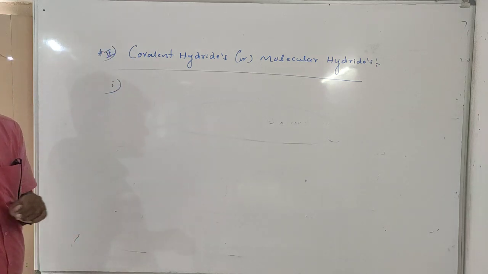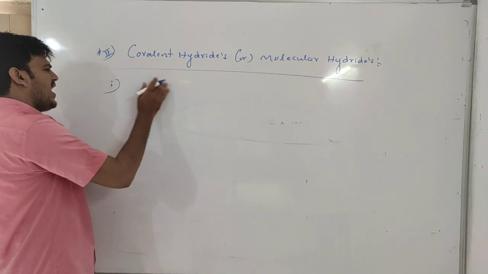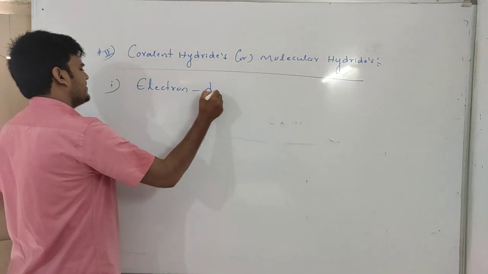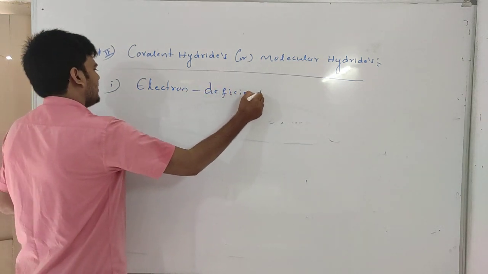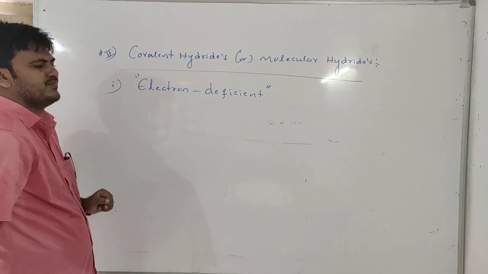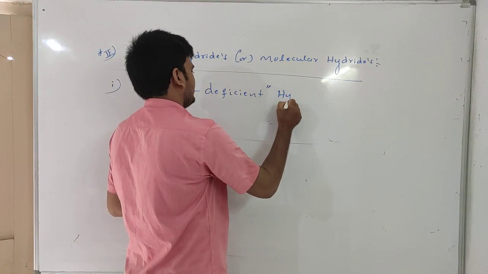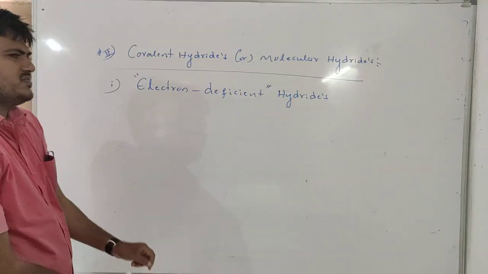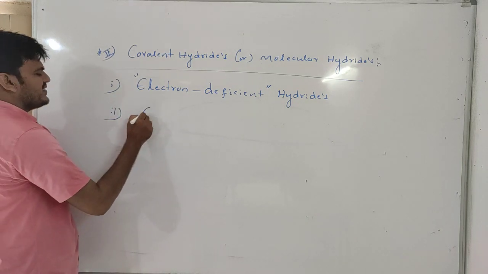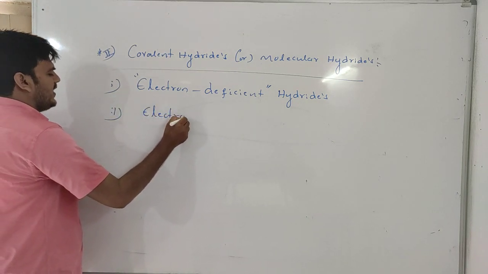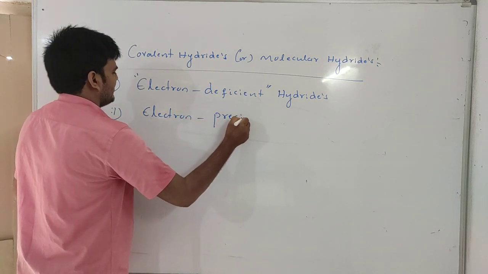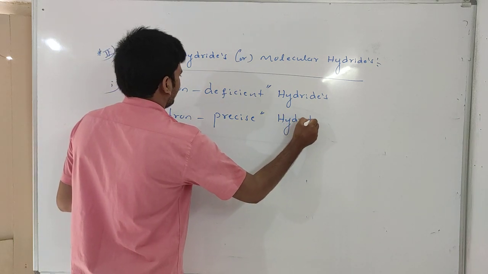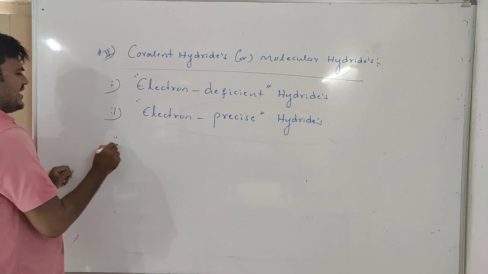First one is very, very important: electron deficient hydrides. Second one is electron precise hydrides. And third one is electron rich hydrides.